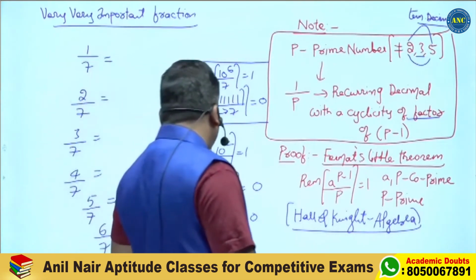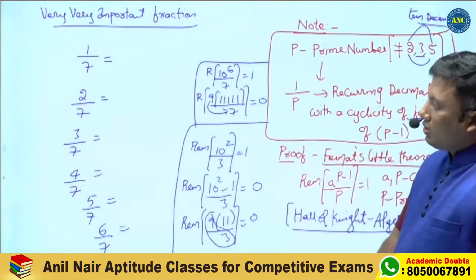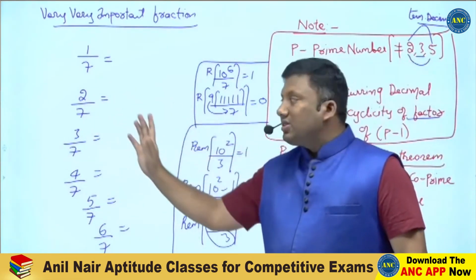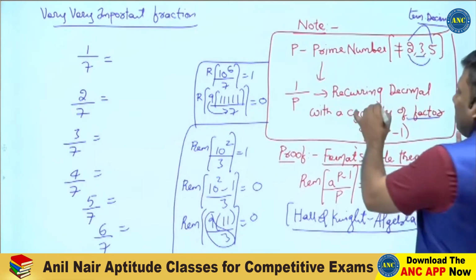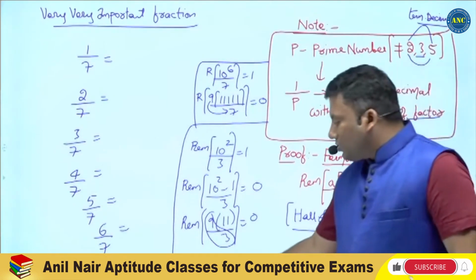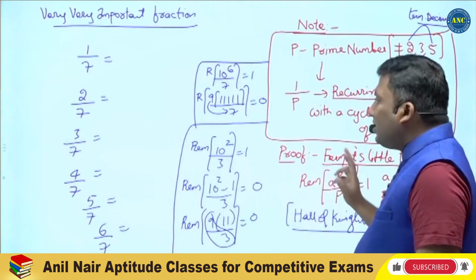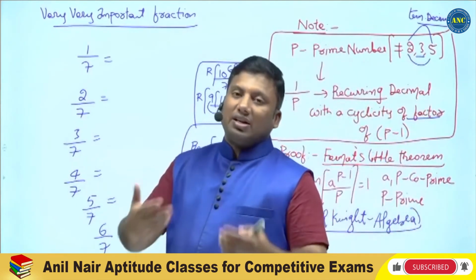1 by 7, 2 by 7, 3 by 7, 4 by 7, 5 by 7 and 6 by 7. What is the denominator? 7. If it is 7, the digits will be repeated. That is the definition of recurring with factor of P minus 1. So what is 7 minus 1? 6. This will get repeated either in 6 or the factors of 6.